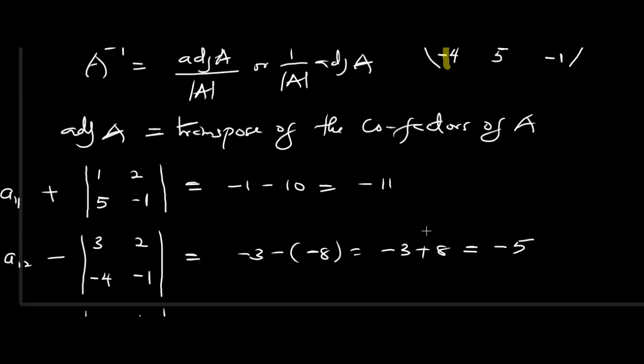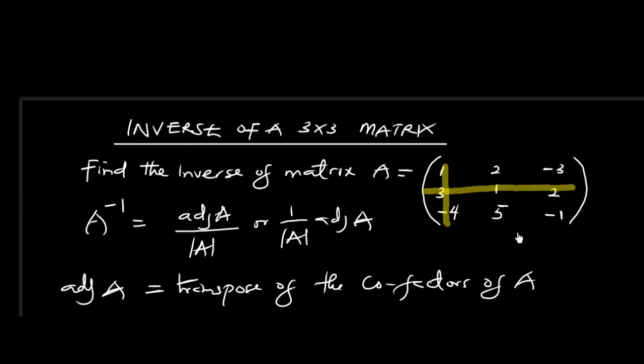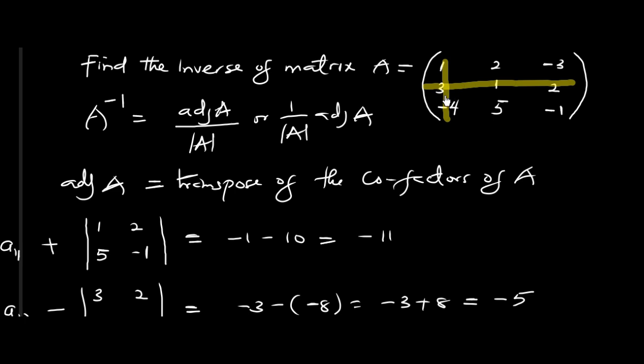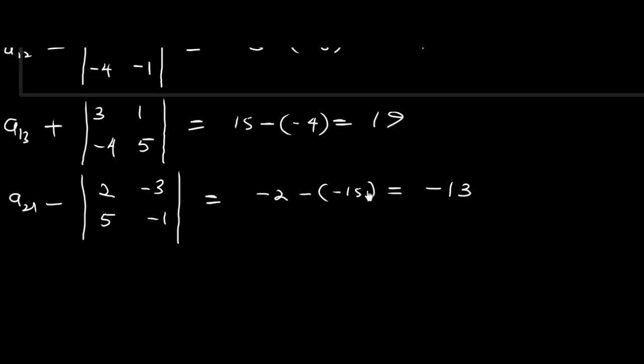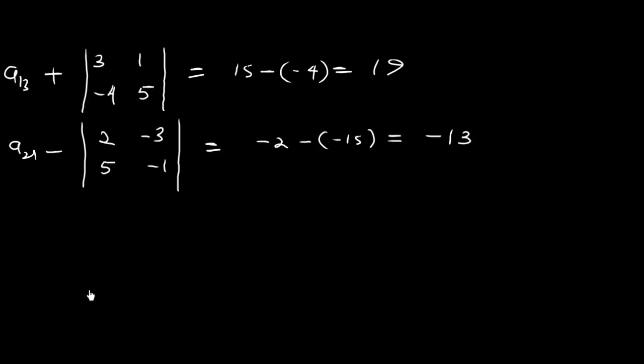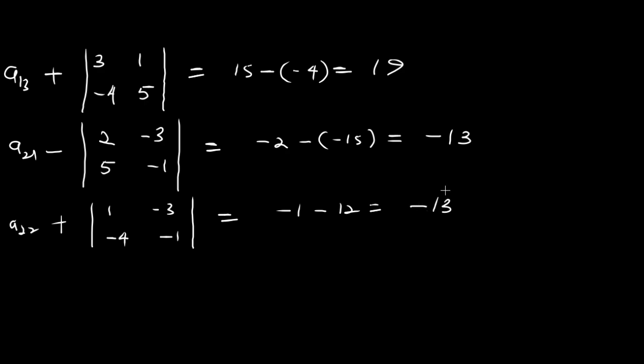So we are done with A21. Let's proceed and move to A22. So we have 1 minus 3, minus 4 minus 1. And this is A22, positive. So minus 1 times 1 is minus 1. Then minus 4 times minus 3, that is 12. So we have minus 13.